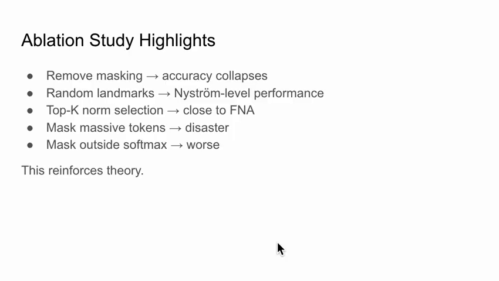So here are some ablations. Ablation tells the real story: if you remove the artifact masking, performance drops. If you choose random landmarks, performance collapses to Nystrom level. If you select top norm tokens instead of the full algorithm, it's almost as good, proving that norms are the real root cause. And masking in the wrong place also hurts. So this proves massive tokens and artifact tokens are real phenomena, not passing quirks.